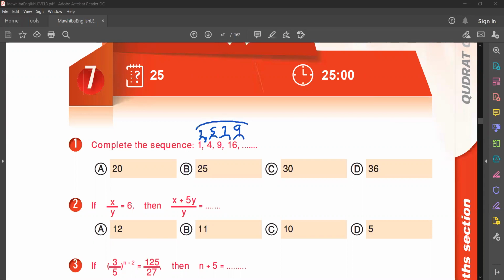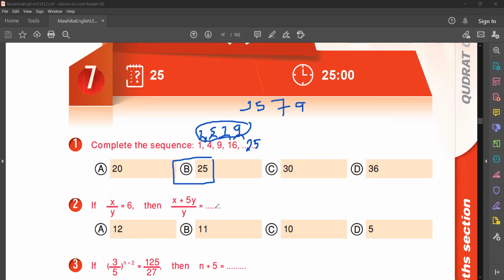Look here, you have odd numbers: 3, 5, 7, 9, odd numbers. Then you get here 25. This is the first way. So the answer is what? The answer is number B, right? So the answer is B.